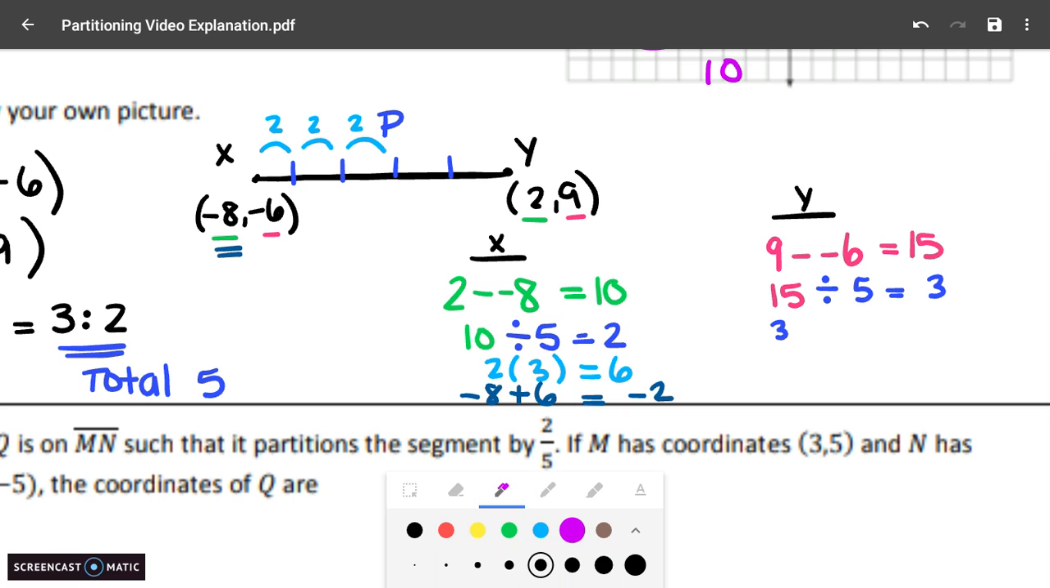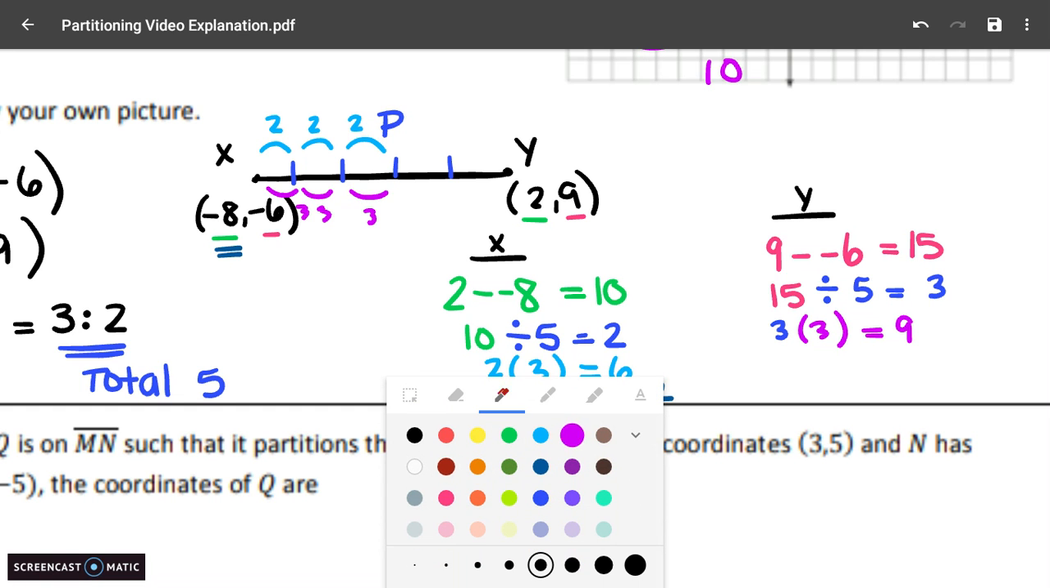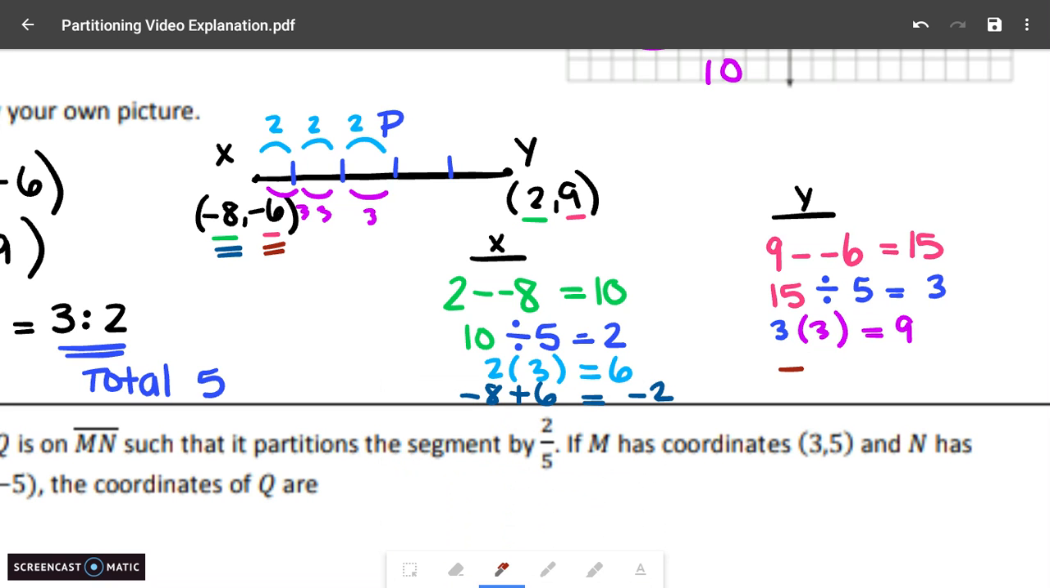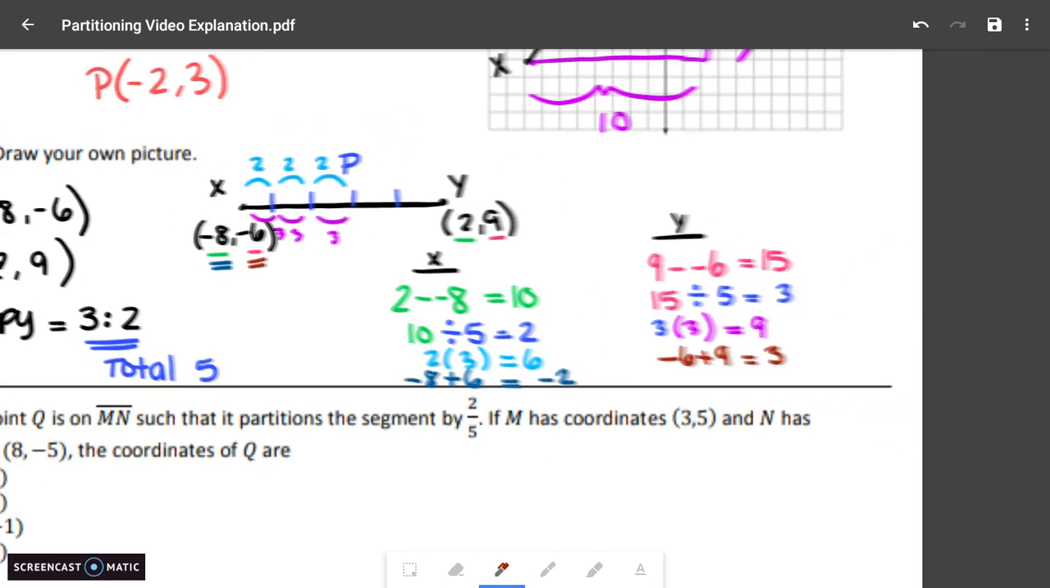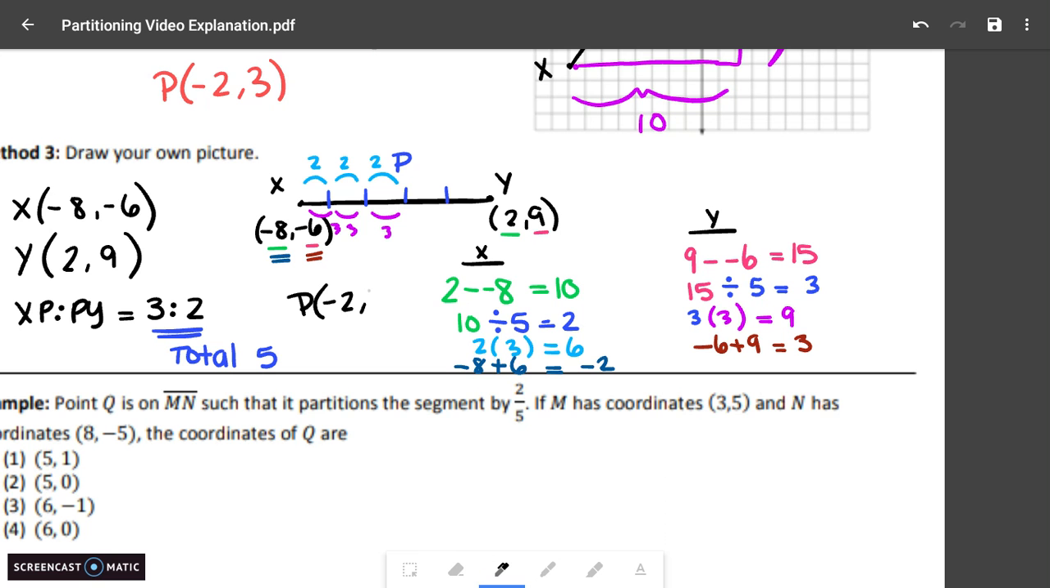Now, I'm changing the Y's by 3 each time, so it's changing 3, 3, and 3 for a total of 9. It's like 3 times 3 equals 9. And when I put this all together here, I'm going to add it to the first Y, so -6 plus 9, and that equals 3. And yet again, we'll find that our coordinate answer here, P, is at -2, 3.